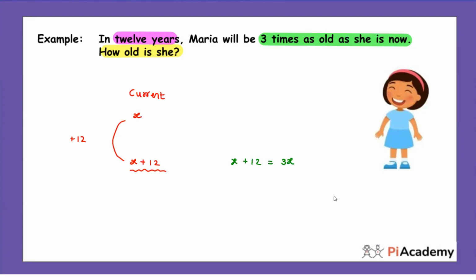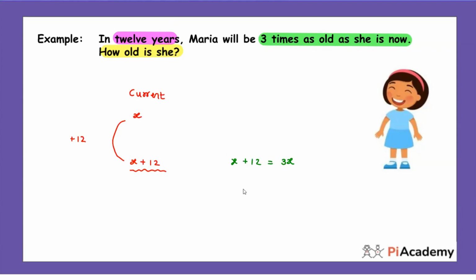Are you getting where all this is coming from? This is the current age. After 12 years, it is x plus 12. And as per the condition, Maria will be three times as old as she is now. She is now x years, and after 12 years, this much. So that equals 3x because of the three times. Now you just need to solve this equation.